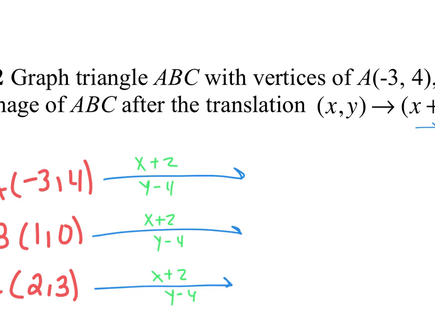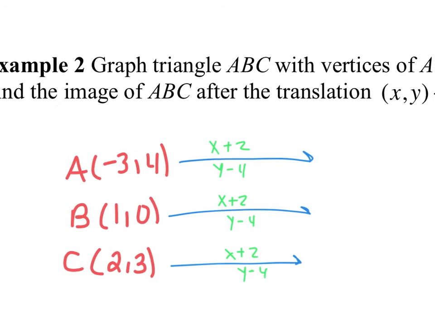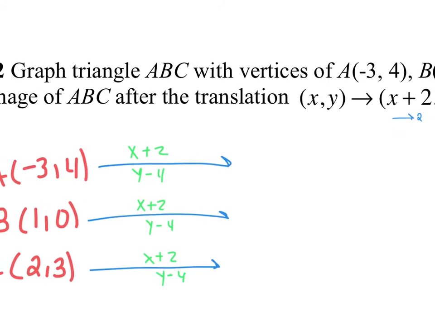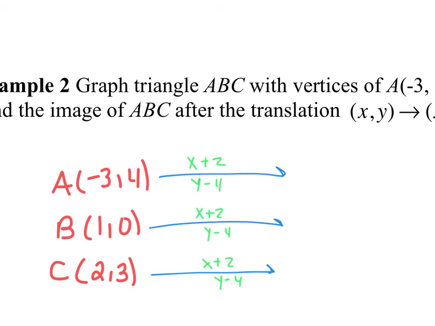Okay, and now what I'm going to do is I'm going to basically say, Mr. O'Sullivan, add 2 to your x value, subtract 4 from your y value. So, I'm now going to do A prime, B prime, and C prime.